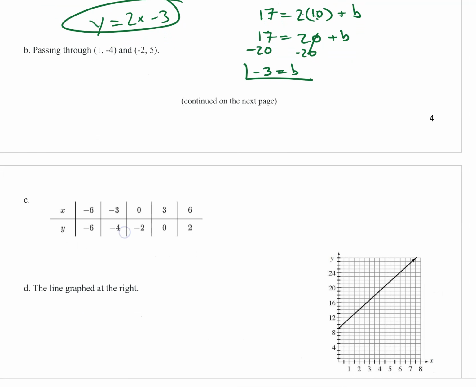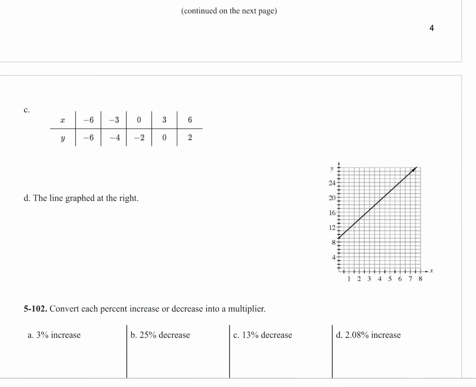Let's do one more. Let's do the graph. Okay, so on a graph, this point right here, this is your starting value. That's your b value, which in this case is 9. And then we also need the slope. And to get the slope, it's good to draw a slope triangle. So I'm going to pick a corner point. Any one of these would work. Let's try this one.